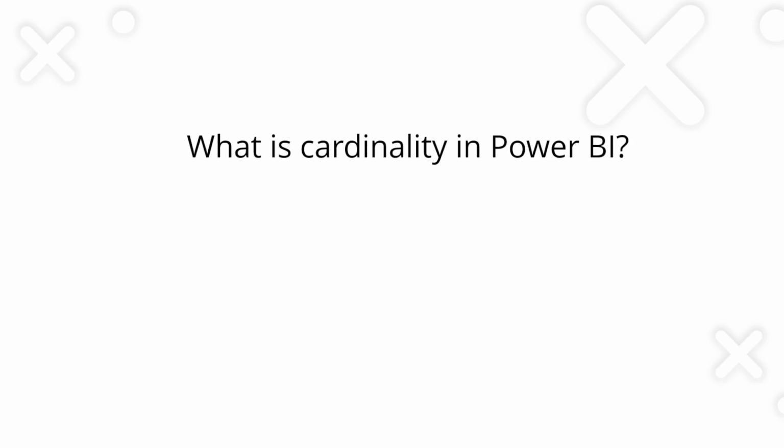So if your orders table is your fact table, then your products table is a dimension table. What is cardinality in Power BI? So cardinality is the relationship between the two tables. We have four types of cardinalities: one to many, many to one, many to many, and one to one.